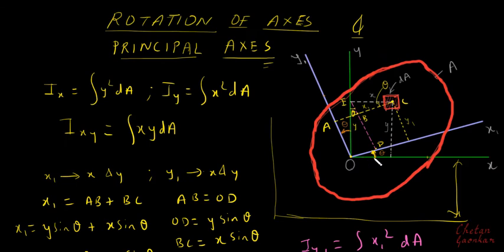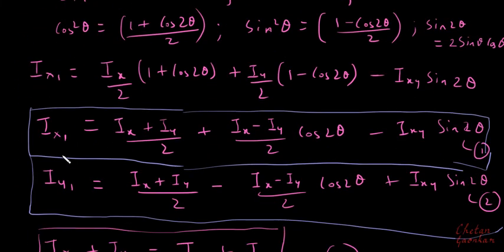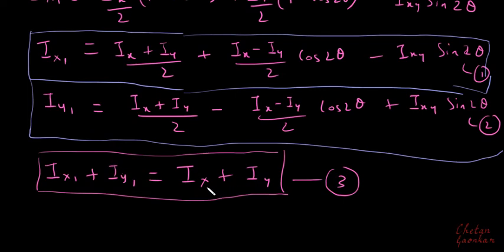So as we rotate this frame of reference with different thetas, our value will go on changing. This Ix1 and Iy1 will depend upon the value of theta. If theta is 30, we'll have one value for Ix1, one value for Iy1. If we change the angle to say 40, again this value will change, this value will change, but no matter what, the summation of these two values will always be equal to Ix plus Iy.